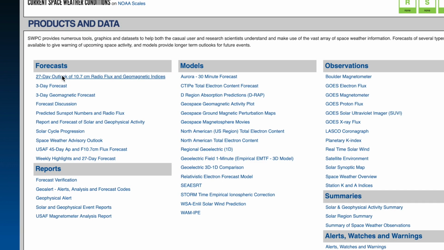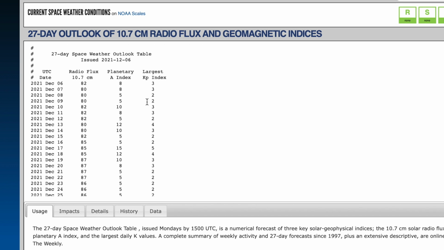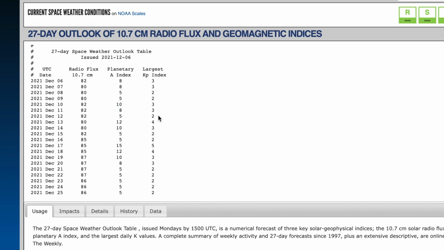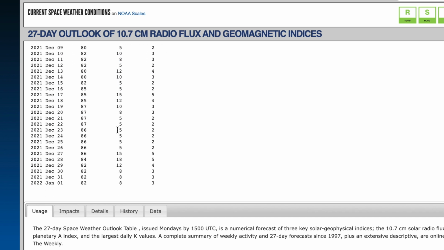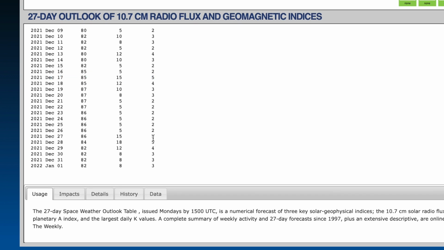And then I can look at the 27-day forecast, which just gives the largest KP index for each day, stretching out for the next 28 days. And you can see, like here on the 17th, there's a potential for KP of 5. That's likely because a sunspot might be pointed in our direction at that time. And then we have a series of KP 5 ratings right around the Christmas time, just after Christmas, here on the 27th and 28th.